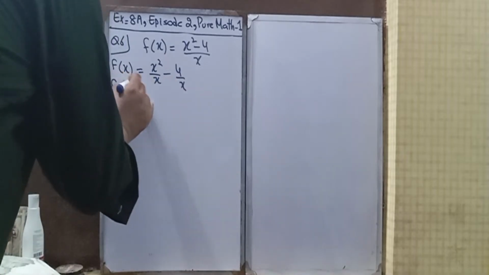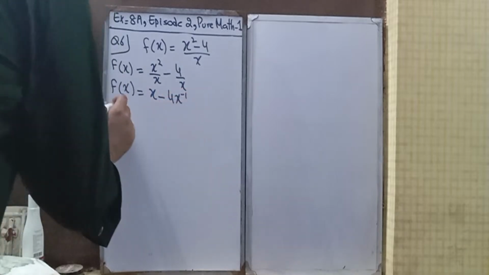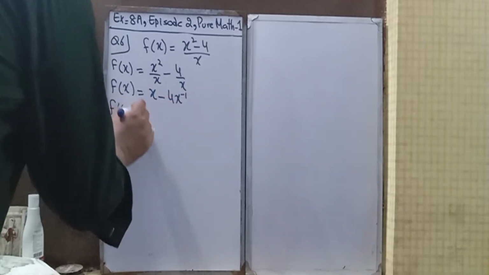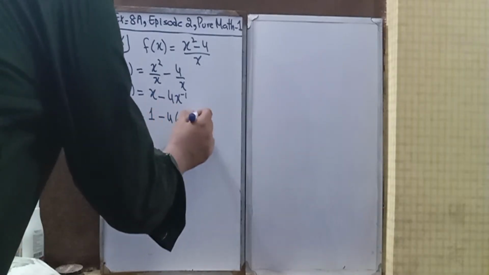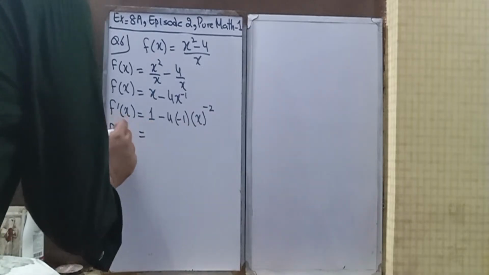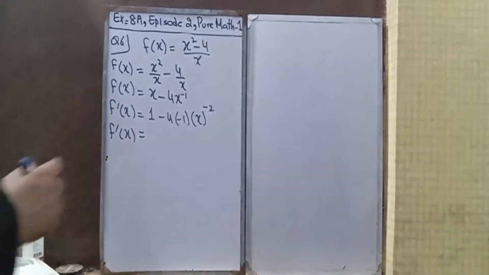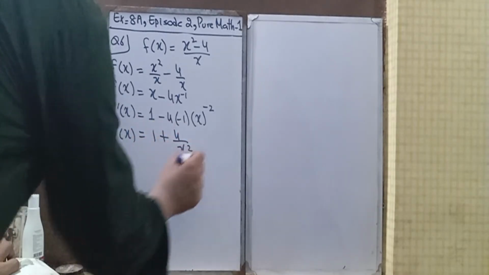So this will become x minus 4 into x raised to power minus 1. Now I will take the derivative. The derivative of x is 1. The minus 1 comes on the side, and the power decreases by 1. So the derivative of this function is equal to 1 plus 4 divided by x square.